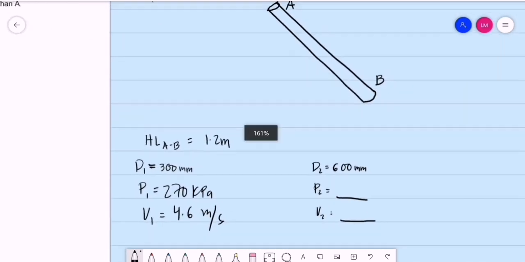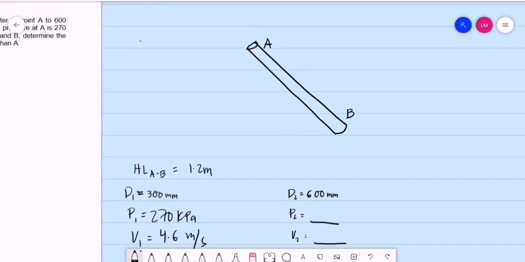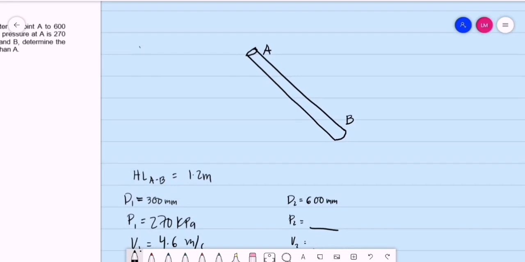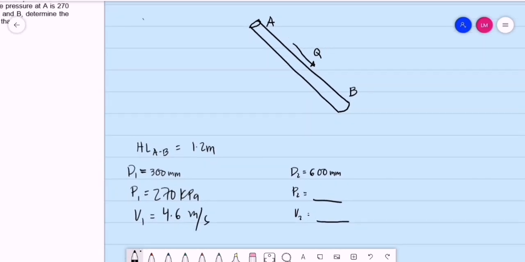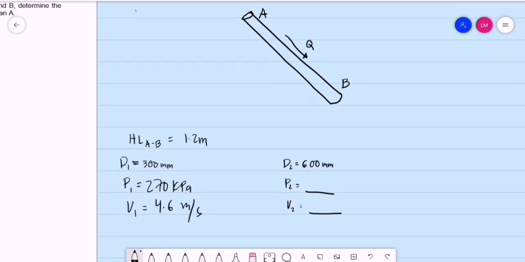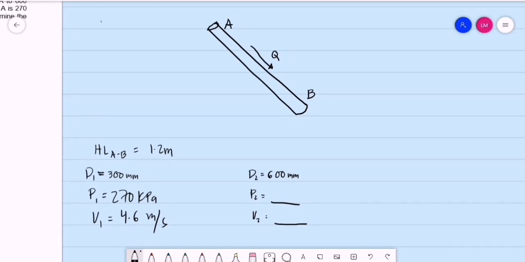So we have this given. Point A is higher than point B, so let's say the direction of flow is from A to B. The head loss from A to B is 1.2 meters, the diameter at point A is 300 mm, the pressure is 270, and the velocity of flow is 4.6. We are looking for the pressure at point 2, or the pressure at point B.